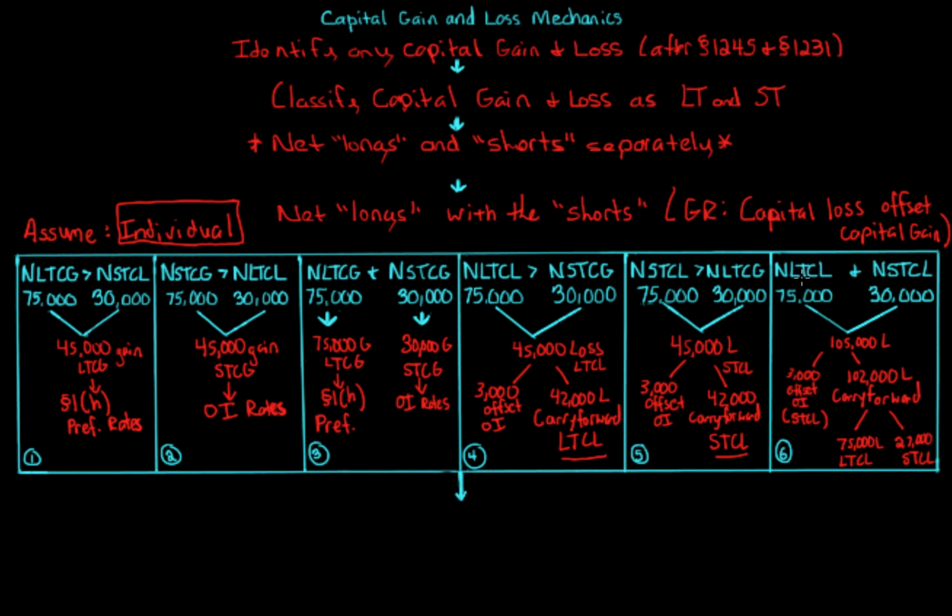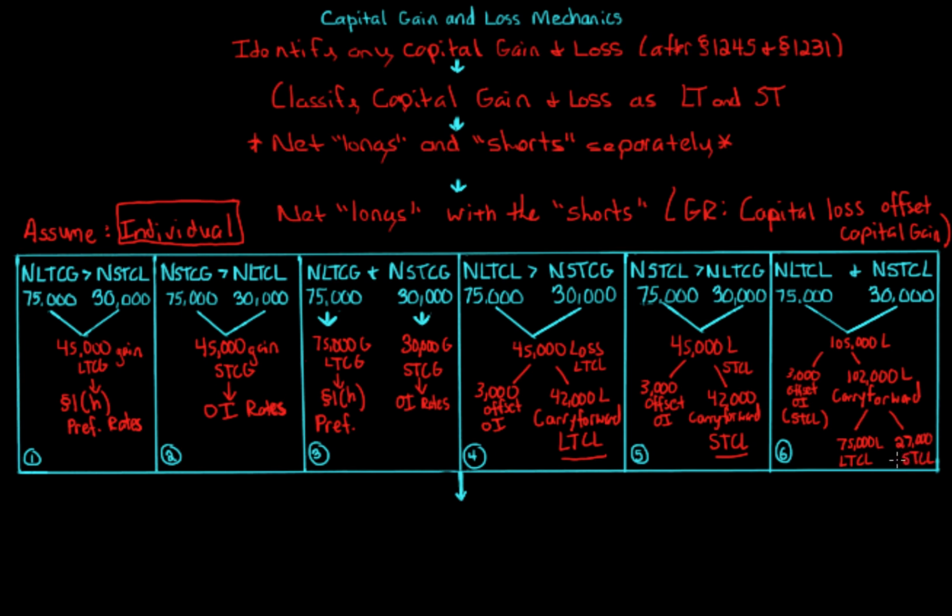If you have a net long-term capital loss and a net short-term capital loss during the year, you can do the $3,000 rule, but the $3,000 offset of ordinary income comes out of the net short-term capital loss. So we have $102,000 that carries forward to the next year. The $75,000 of long-term capital loss all carries forward, but only 27 of the 30, because the $3,000 was offset against ordinary income. 30 minus 3 is 27. $27,000 carries forward as a short-term capital loss. Very important distinction.